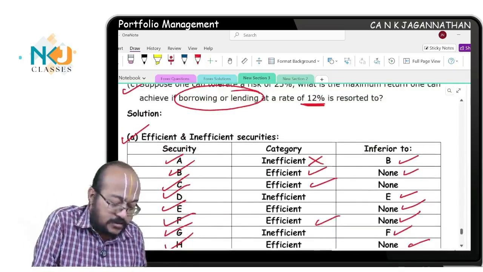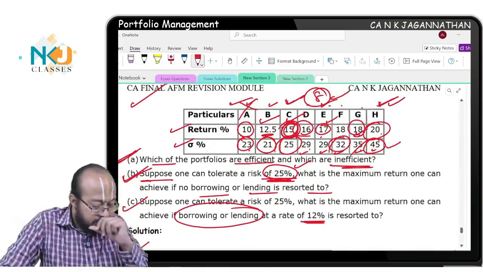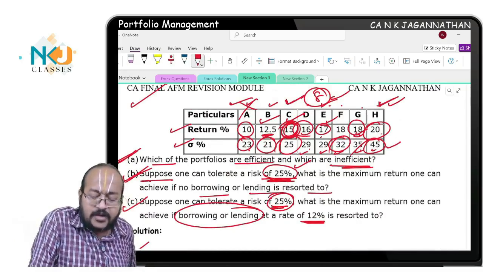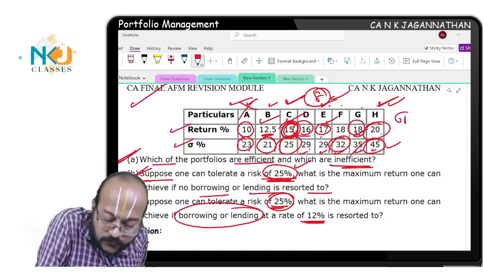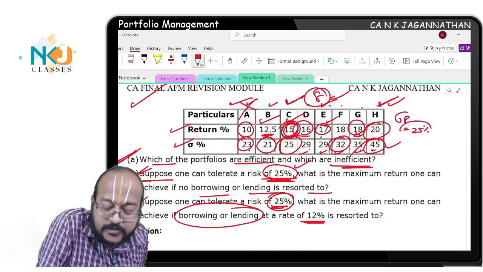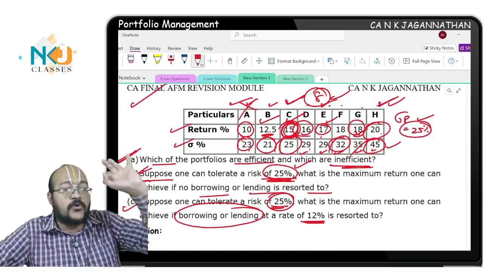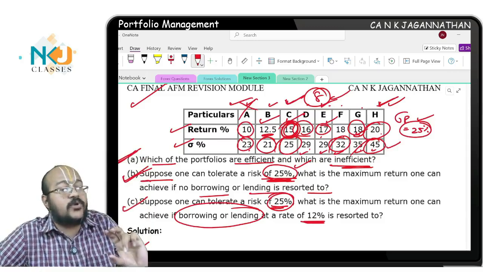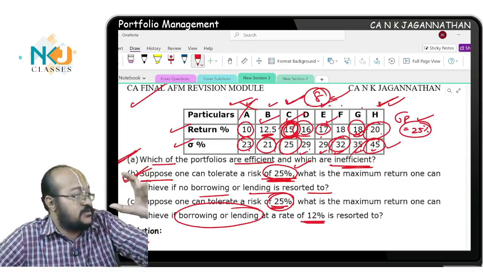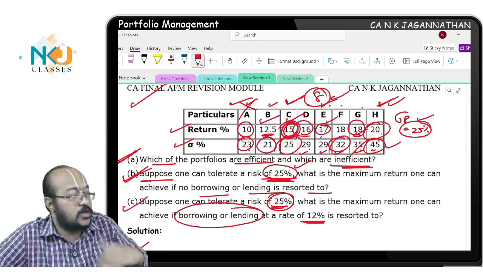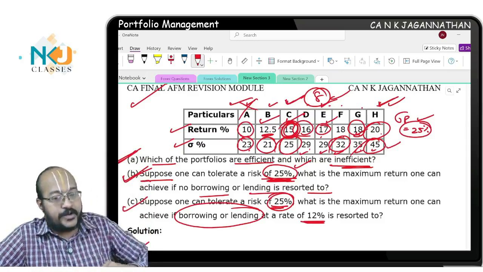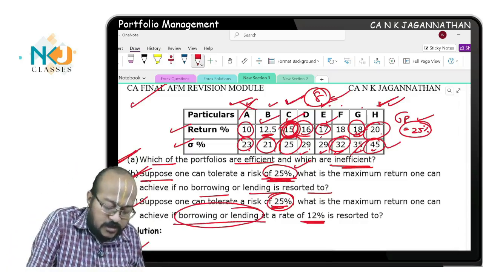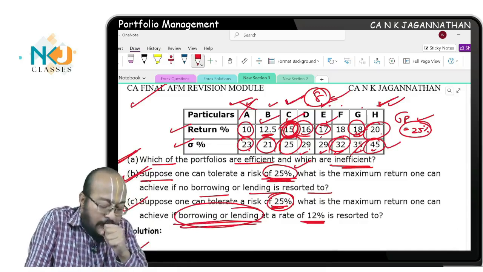Very, very important discussion, the last part. See here what they are asking. Suppose one can tolerate risk of 25%. Same risk tolerance is 25%. Now, they are saying my portfolio risk should be maximum 25%, not more than that. My portfolio risk should be limited to 25%. I told you while explaining, in the question they would have implicitly given you the target portfolio risk. You should work out how much weightage of the risky security I need to put. What is the maximum return one can achieve with borrowing or lending at the rate of 12%?